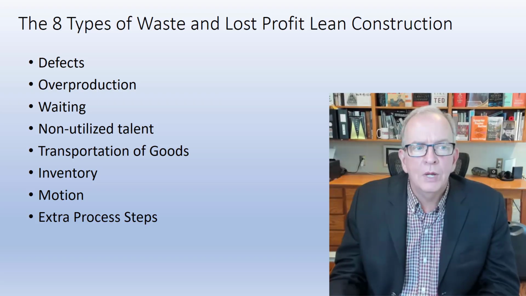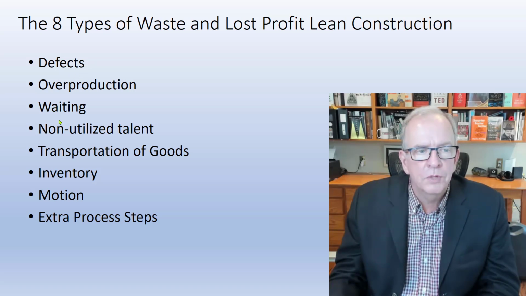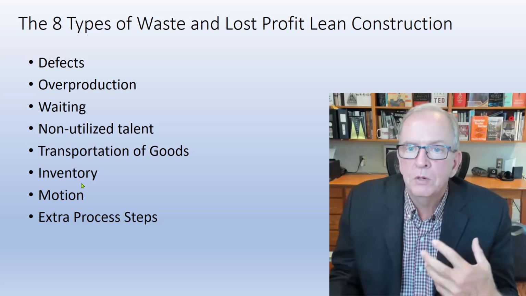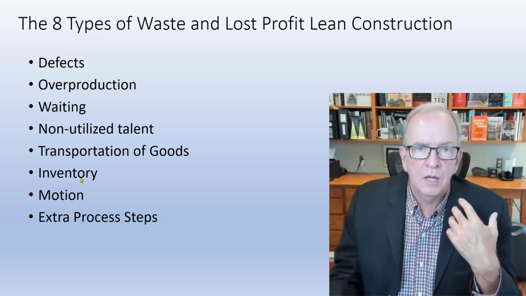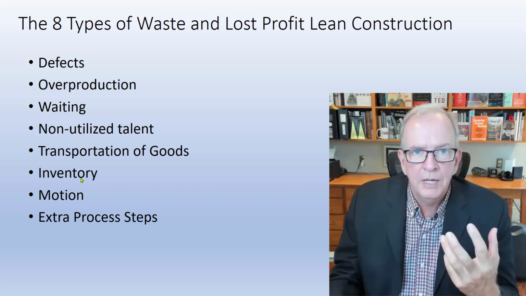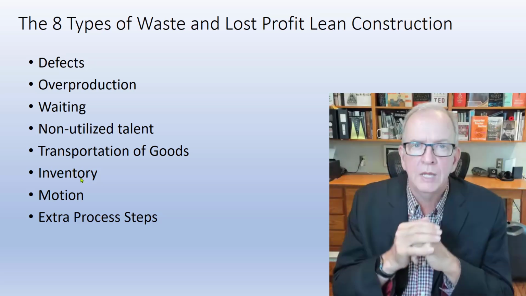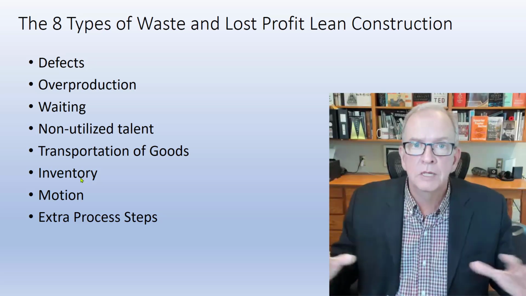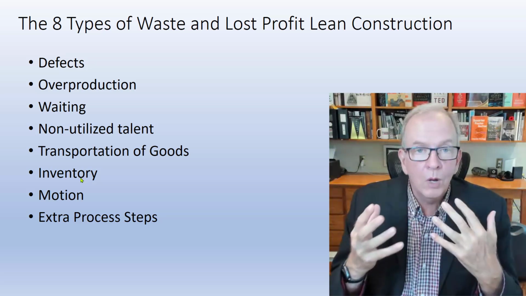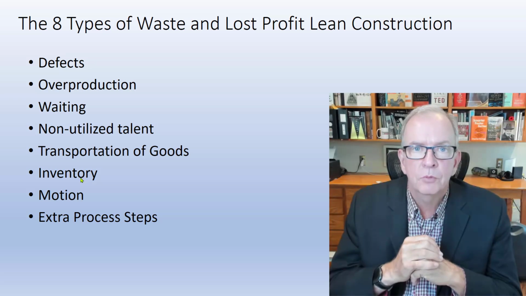So, 8 areas of waste. These are, as I've said in a number of my other videos, defects, overproduction, waiting, non-utilized talent, transportation of goods, inventory, motion, and extra process steps. And if you're new and this is not something you've heard about lean construction before, it's just a philosophy and methodology of trying to add value while eliminating waste. And there's a bunch of other principles that go together. It really is a very encompassing system or series of moves that have to be done very well to actually make significant improvements in construction.